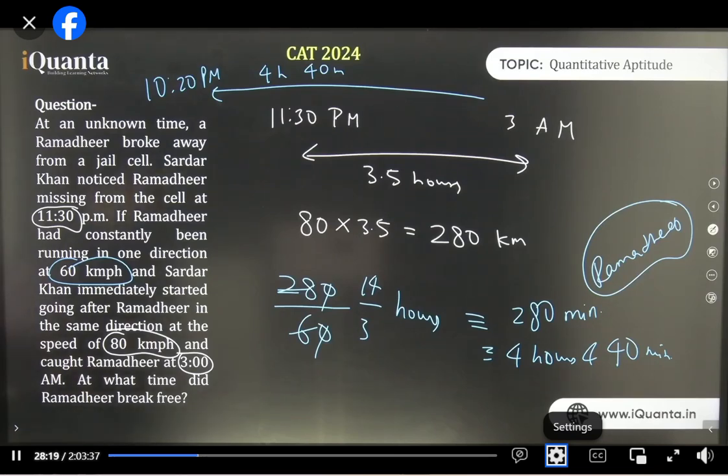Can we do it through the relative speed concept? Is that possible? Try to do it once through the concept of relative speed. They're running the same direction after 11:30, so the speed will be the difference of speeds. Just try it once. I give you a minute.